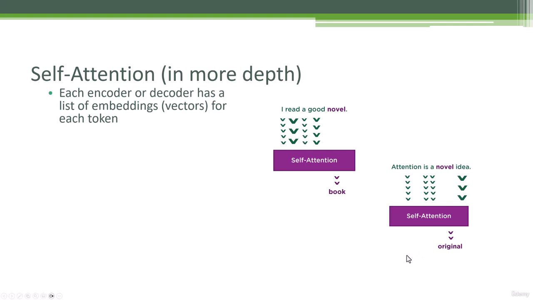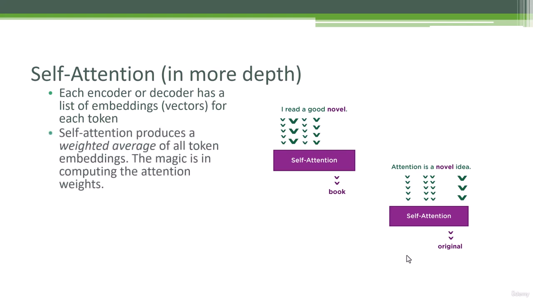And when I say encapsulates the meaning, what that really means is where are we in that embedding layer that maps where similar words are to each other. That's where the meanings of each word are basically represented, if you will. So how does this work? Self-attention produces a weighted average of all the token embeddings.